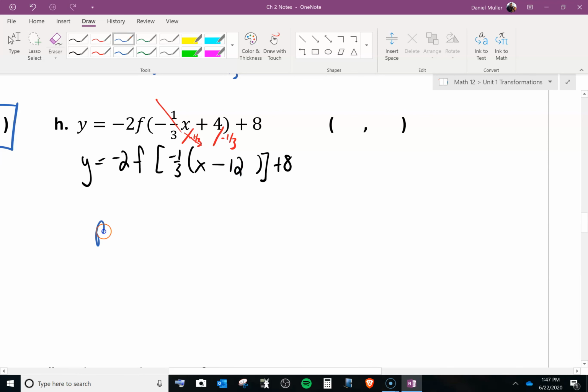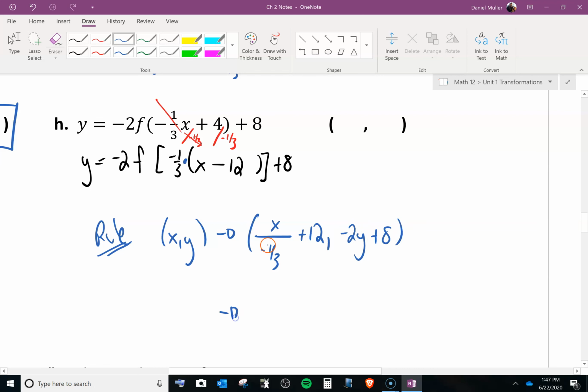Now, let's do our rule. So my x is times by negative 1/3, so I will divide by negative 1/3. It says minus 12, so I'll add it. So it did the opposite there. Instead of times, I did divide. Instead of minus, I did add. Now it says for the y, it says times by negative 2, so I'll do that. Negative 2 times y, and it says plus 8.